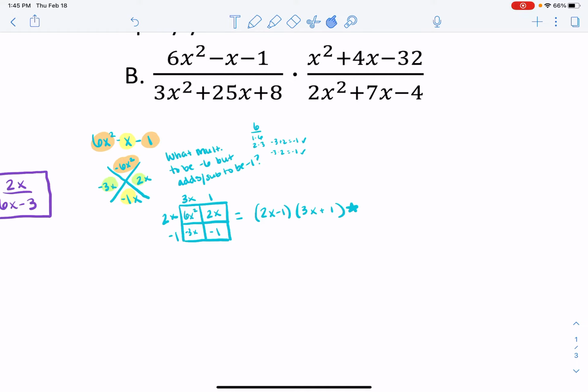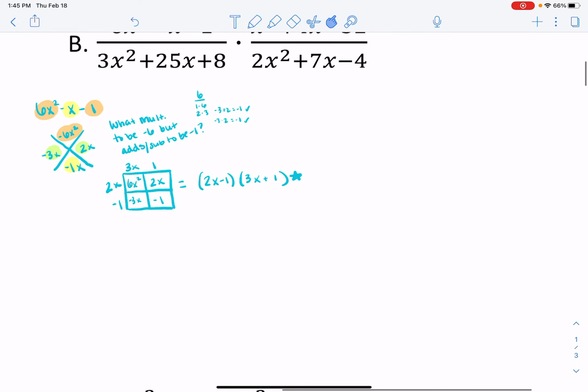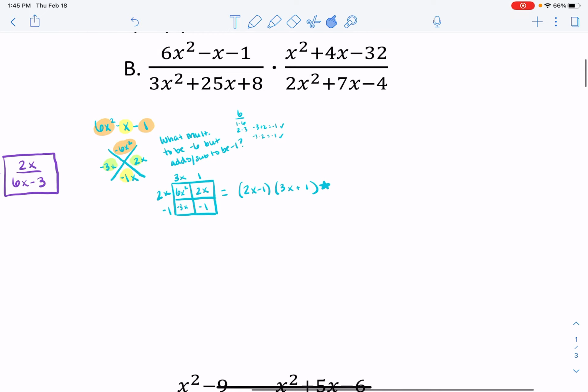Okay, so let's look at the next one. We've got 3x squared plus 25x plus 8. We can just go to that one.